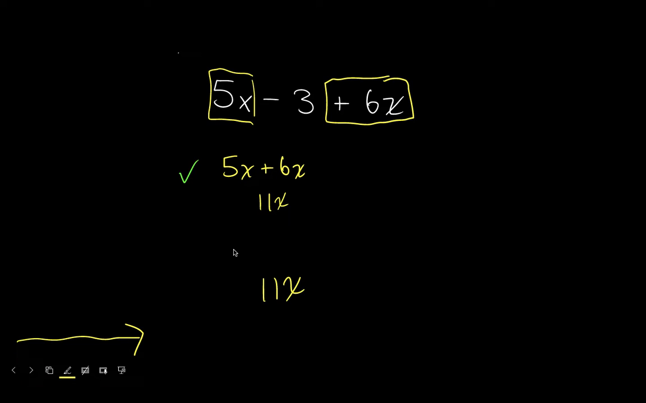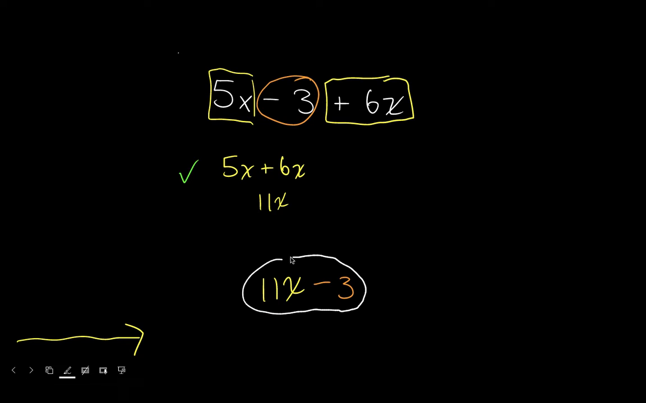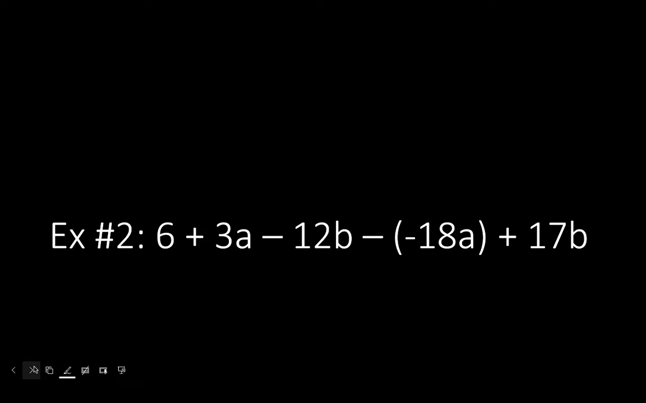11x. And then we have this negative 3 right here. There's nothing to combine this negative 3 with, so we can just bring this down, and that becomes 11x minus 3, and that's our final answer. Example number 2, 6 plus 3a minus 12b minus negative 18a plus 17b.